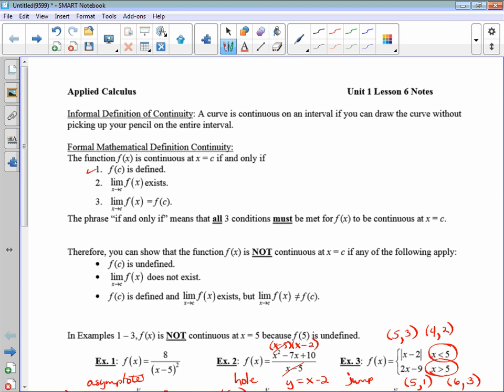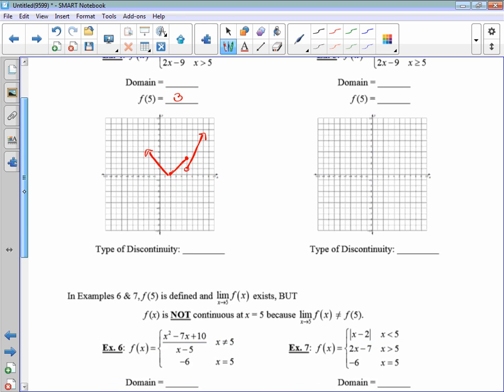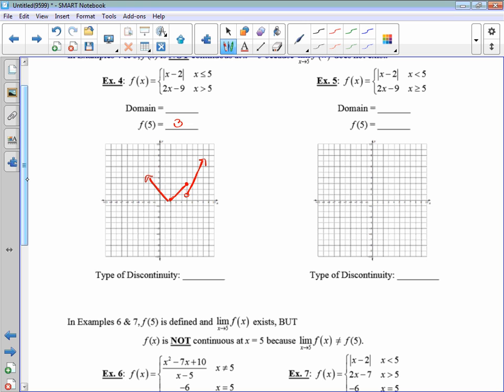We already did this, that the function value doesn't exist. So now we need to look at this option. Does the limit exist as x approaches 5? No. The left and the right do not match. So you would say the limit of f of x as x approaches 5 does not exist. So that's a reason for having discontinuity. The type you still know. What kind is this? It's a jump, yep.